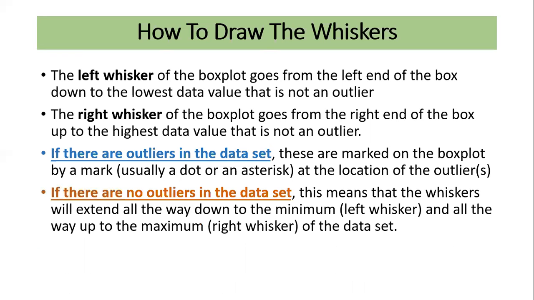If it turns out that there are no outliers in the data set, that's going to end up meaning that the whiskers are going to extend all the way down to the minimum value, in the case of the left whisker, and all the way up to the maximum in the case of the right whisker.